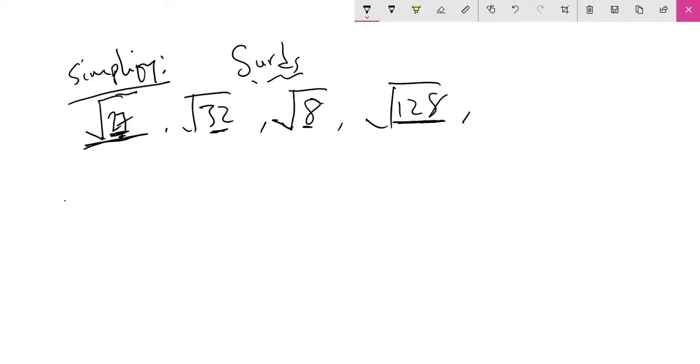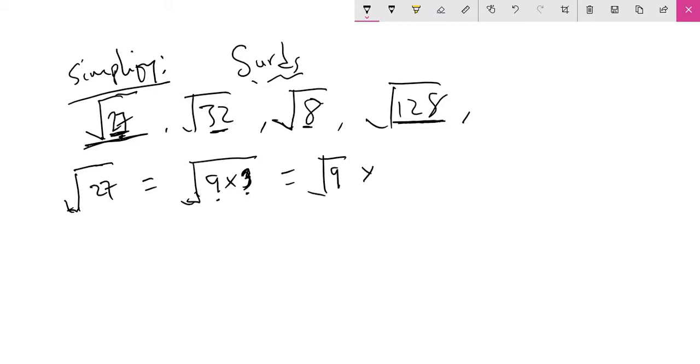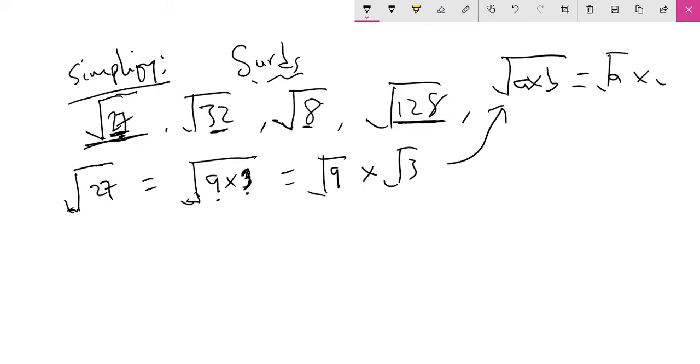All right, so for instance, for root 27, you know that this is the same as the root of 9 times 3. Now 9 times 3 gives 27. We didn't just do this for fun. Whenever you have multiplication within a surd like this, you can change it to root 9 times root 3. So remember this rule: the square root of a times b is equal to root a times root b, and vice versa. That is, root a times root b is equal to the square root of a times b. Very important to remember.